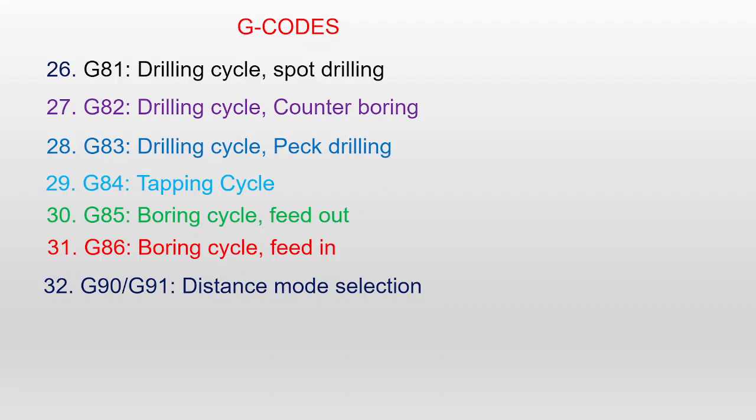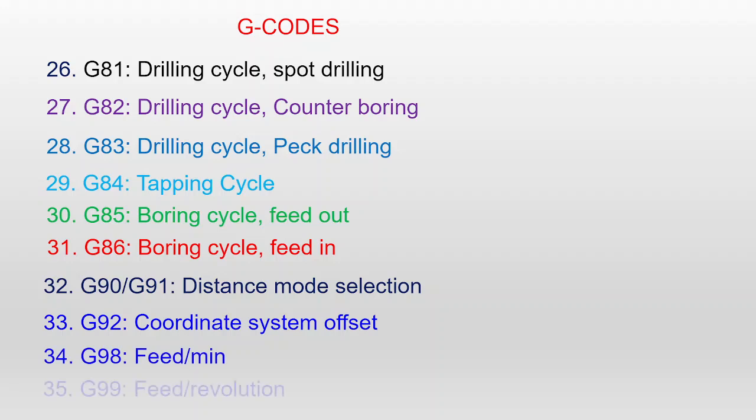G90 specifies absolute distance mode where coordinates are given relative to the machine's reference point. G91 specifies incremental distance mode where coordinates are given relative to the current position. G92, coordinate system offset.